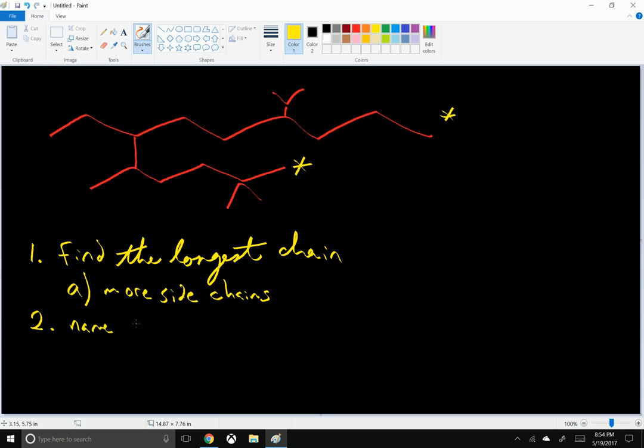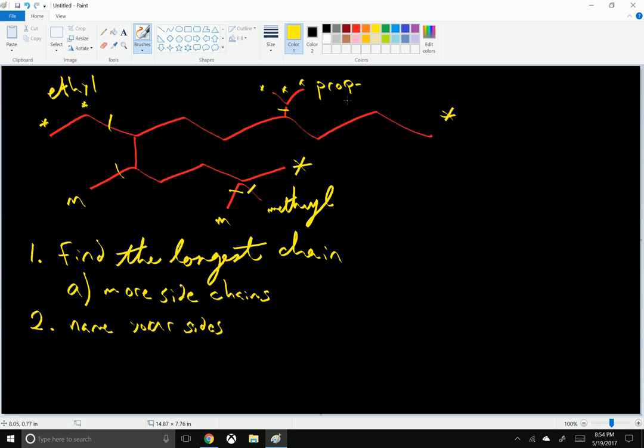You name your side chains. So we have one here, one here, one here, one here, one here. So this here has one carbon, so it's a methyl group. This is another methyl group, and another methyl group. This here has 1, 2 carbons, making it an ethyl group. This has 1, 2, 3 carbons, making it a propyl group. But it's a propyl group attached at the second carbon. So prop-2-yl.